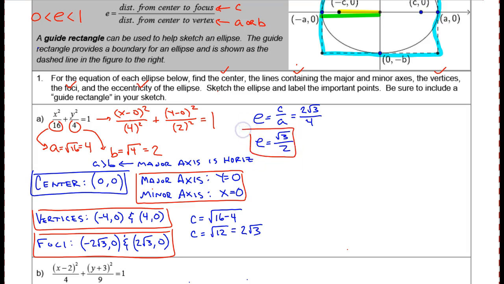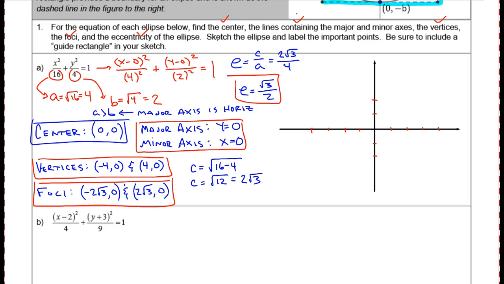And now we've found all the different parameters that describe this ellipse. The last thing we have to do is actually graph it. All right, folks, I set up a set of coordinate axes here, with both the x and y axes. I'm ready to plot my ellipse. I'm going to identify important points. First of all, we have the center, and then we have the vertices at -4, 0, which I'll label V1, and +4, 0, which I'll call V2.